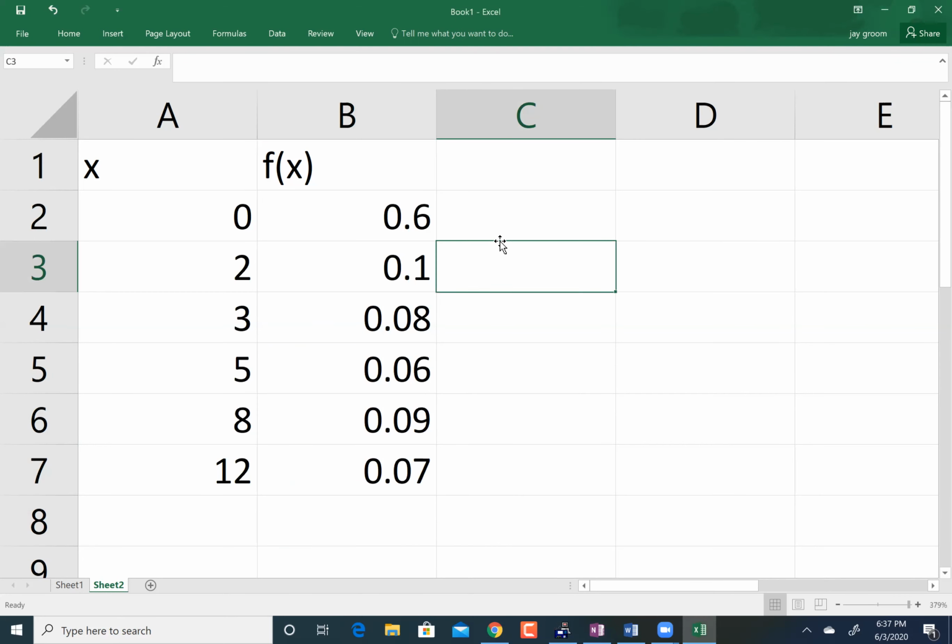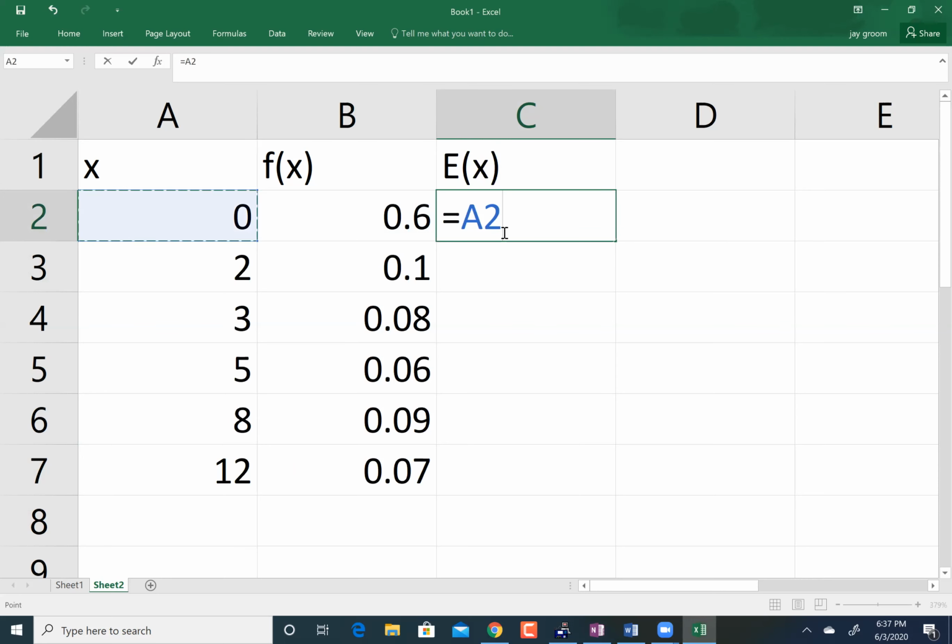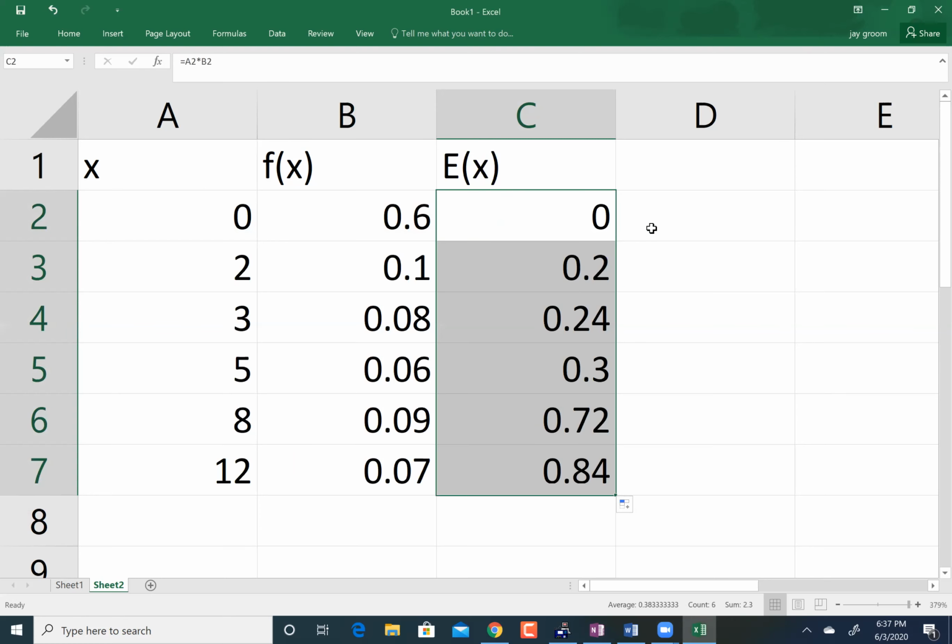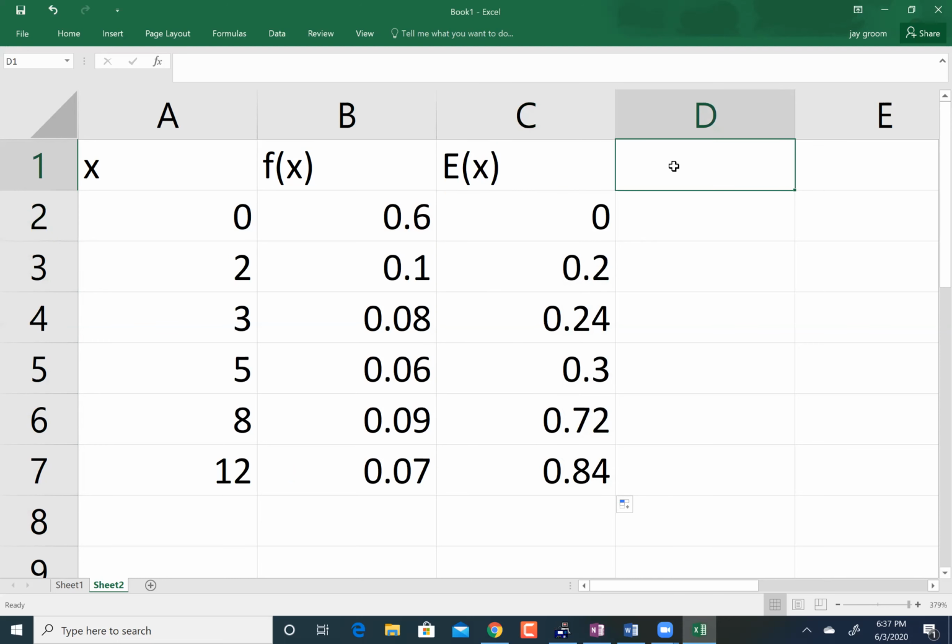Okay. So the expected value of X looks like this. This is one where I totally don't care if you just use Excel for it. That's pretty straightforward. That's what Excel's made for. Expected value is X times F of X. It's going to be my expected value column.